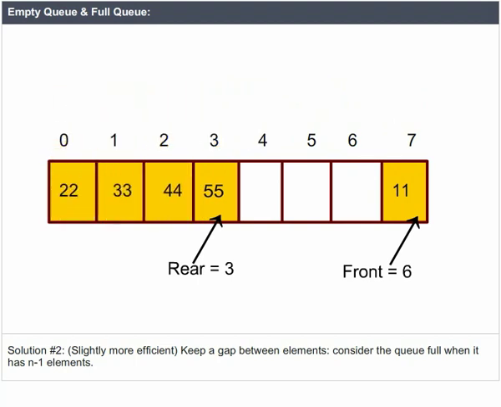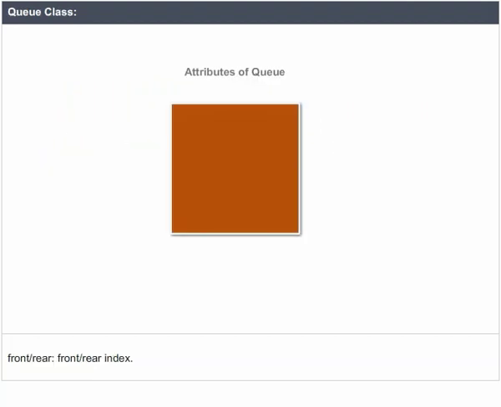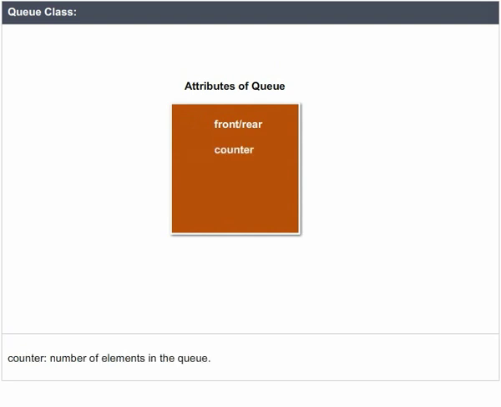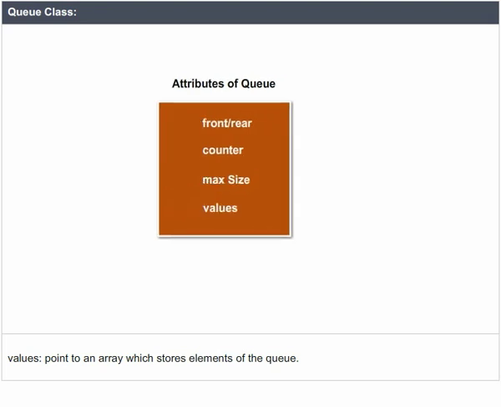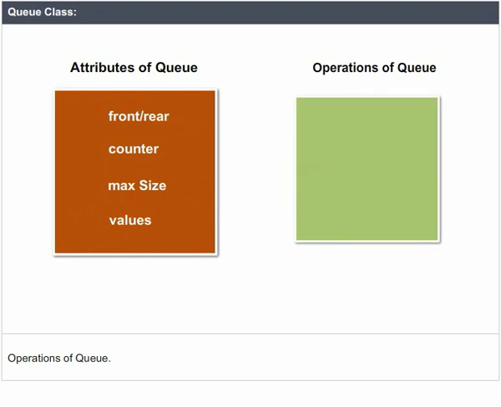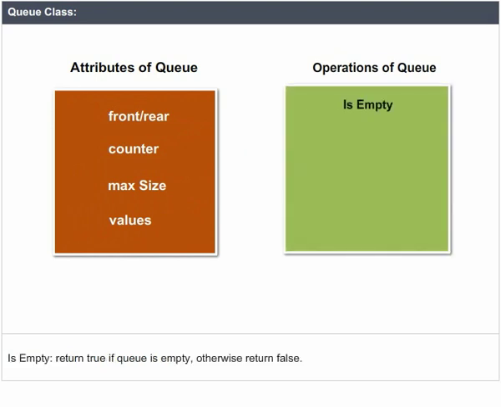Queue class. Attributes of queue: front and rear index. Counter: number of elements in the queue. Max size: capacity of the queue. Values: point to an array which stores elements of the queue. Operations of queue. Is empty: return true if the queue is empty, otherwise return false.